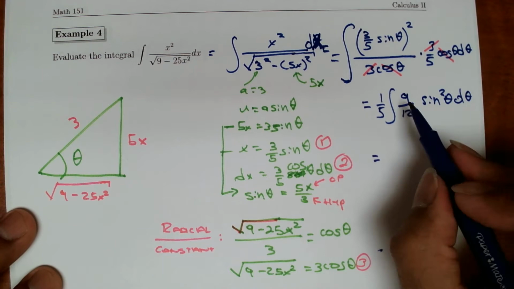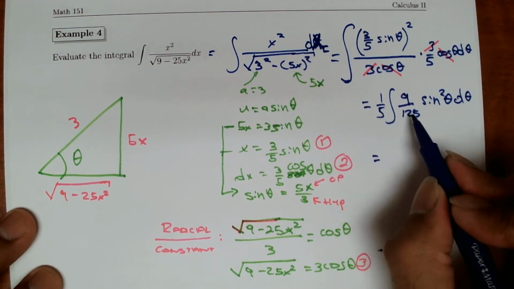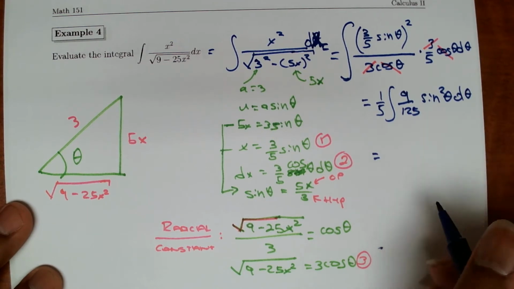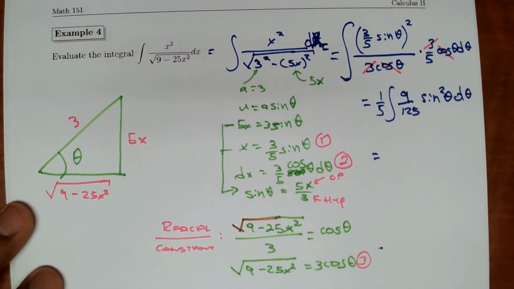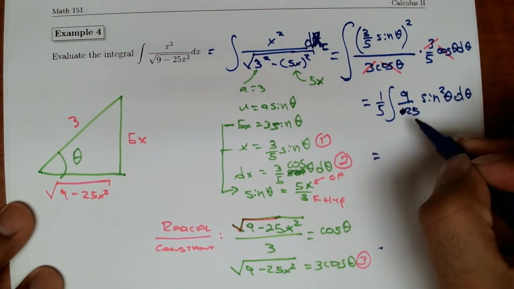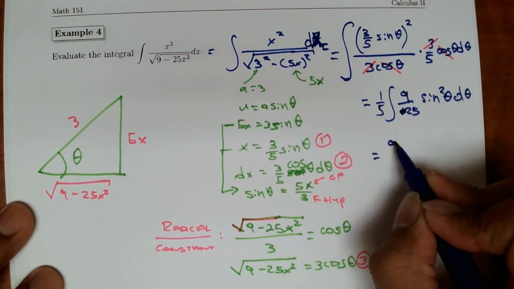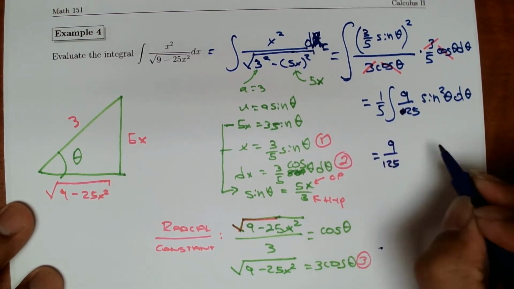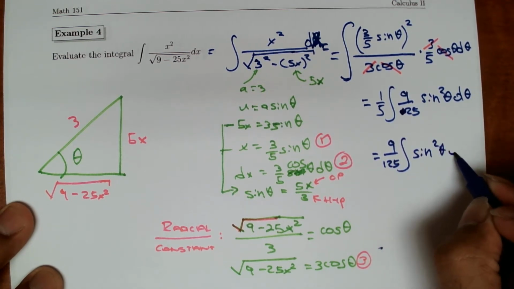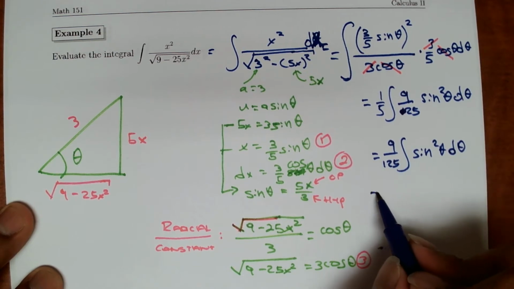So what is this going to be? 9 over 5 times 25, where's my notes? Well, it's not 125, this is 25 actually, and 5 times 25 is 125, so 9 over 125. Sorry for this couple of mistakes. Sine squared theta d theta.